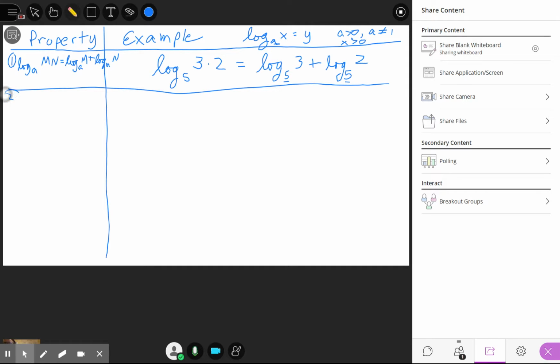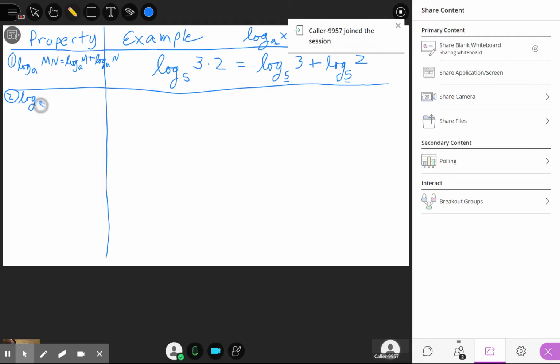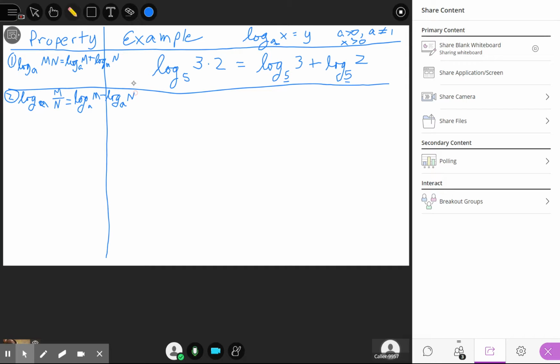The next one that we'll do is log base a of m over n is equal to log base a of m minus log base a of n. This is called the quotient rule because we're dealing with a quotient, m over n. Okay, and so to give an example of that, we just pick numbers for a, m, and n.